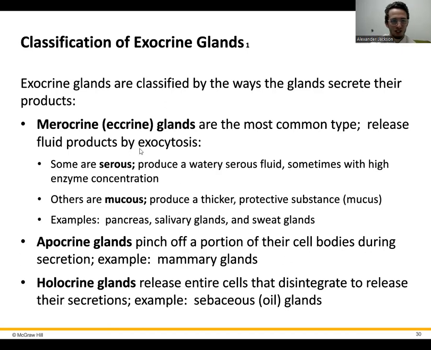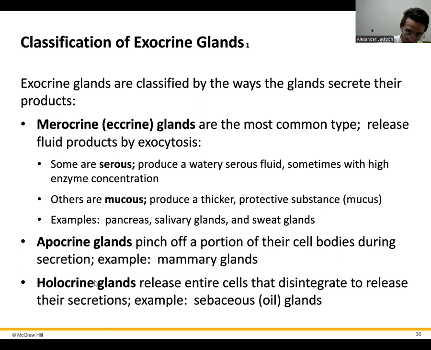This is when, instead of just secreting their fluid into a space, these actually pinch off a portion of the cell. If this is the cell, it'll pinch off a little portion of itself and push it out, and then that will pop and burst, and allow things to get out. It's kind of like budding. If you've ever seen a tree budding off from itself, it buds off and then that pinches off and goes and does something else. That's similar to apocrine glands.